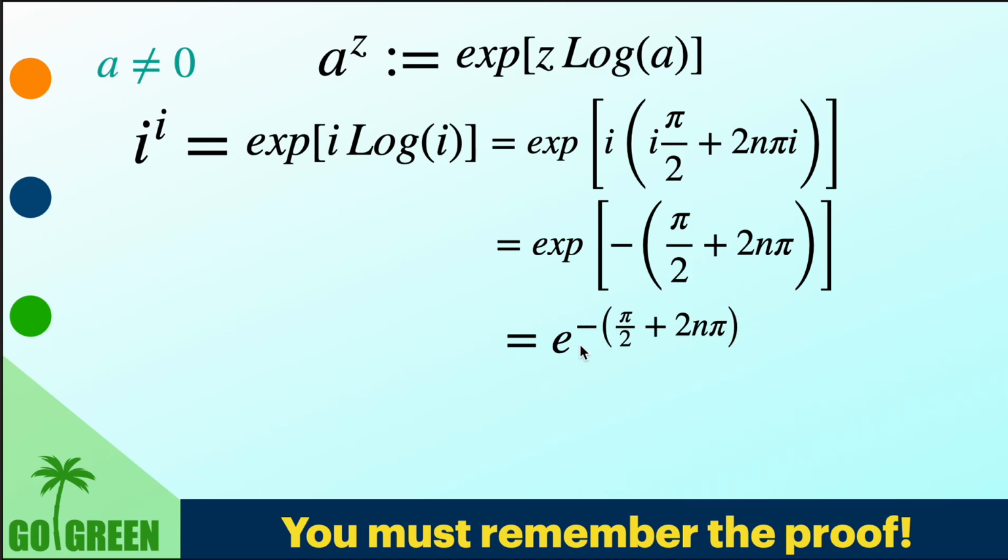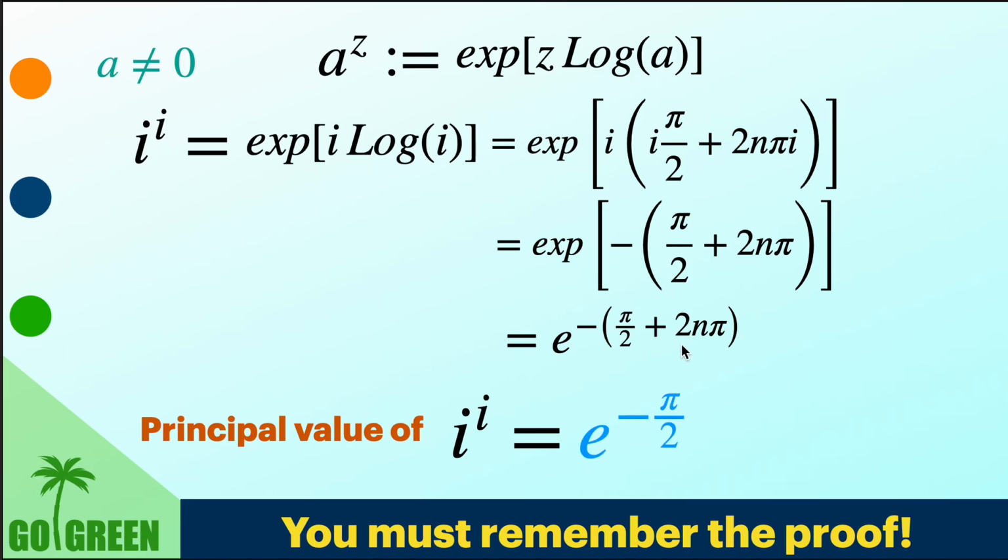Now if you wonder what is the principal value of i to the power i, we always ask for the principal value. The principal value of i to the power i corresponds to n equals 0. So if you put n equal to 0 here, you get e to the power minus π/2, which is a very precise real number. That's why this problem is interesting, and the proof is also interesting, and we also must know the intricacies like what is capital Log, what is exp, and what is the difference between exp and e to the power. All of this we have discussed in this video. And that's all in this video.